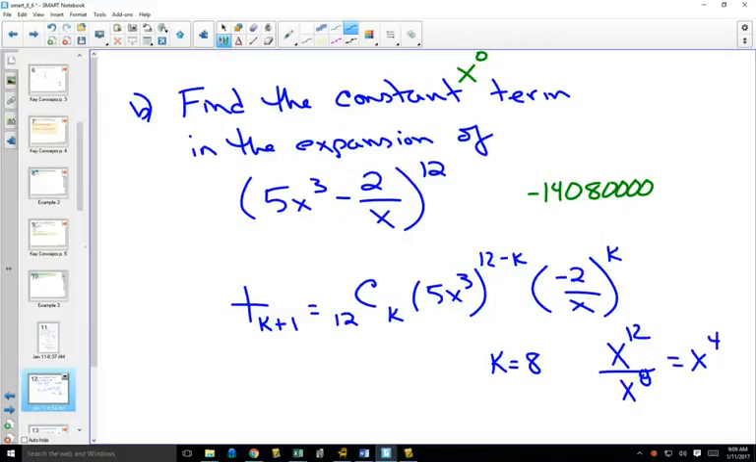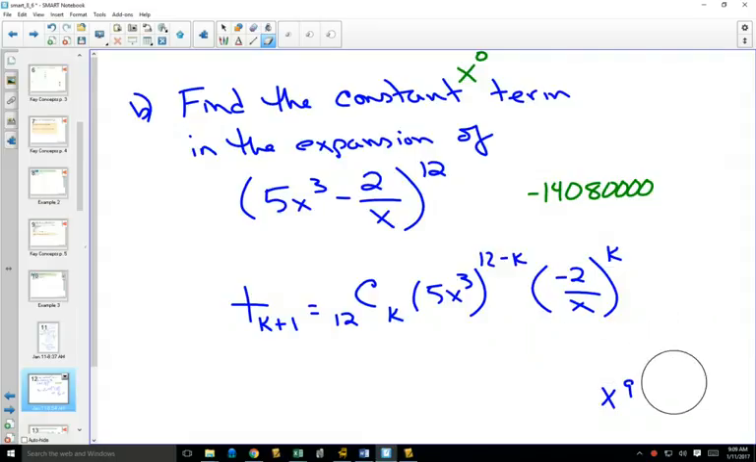I still need a bigger number on the bottom. So we try k equals 9. K equals 9 gives me an x to the 9 on top and an x to the 9 on the bottom. Those would cancel out, leaving me with no x's, or the constant term. So that's finding k with the guess and check method.